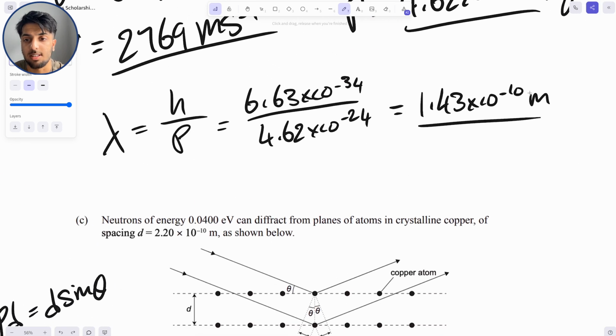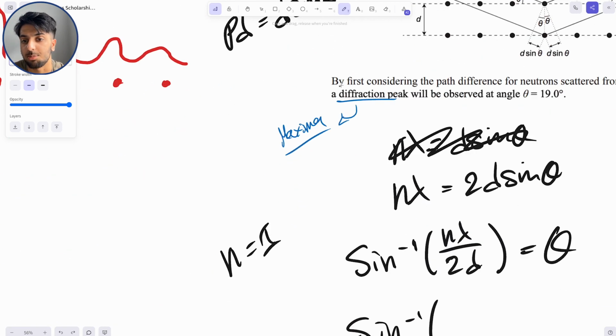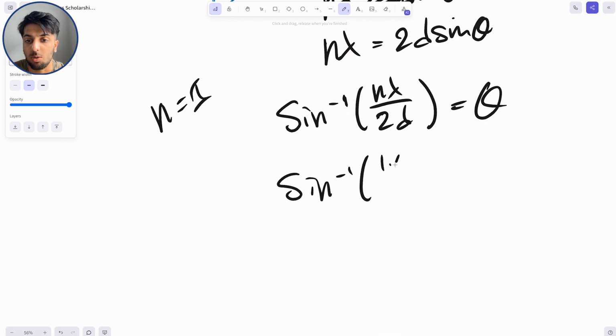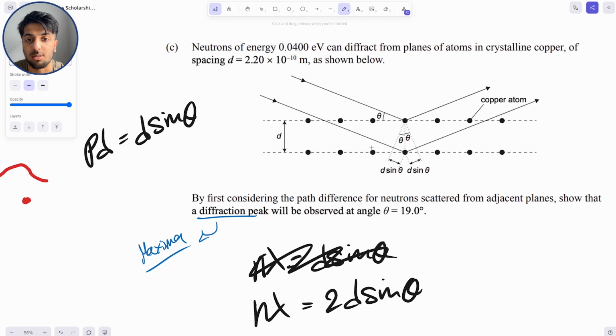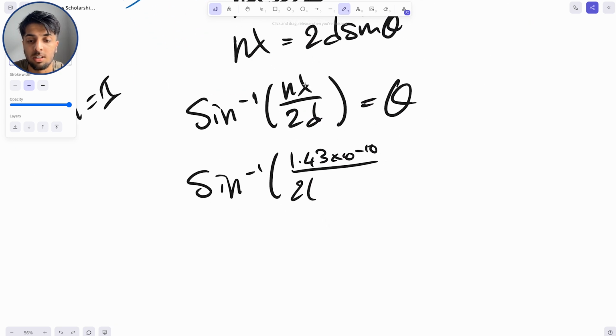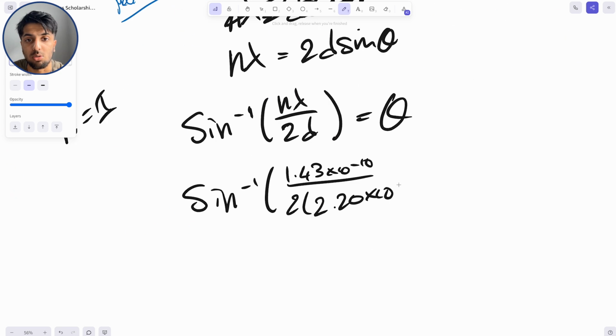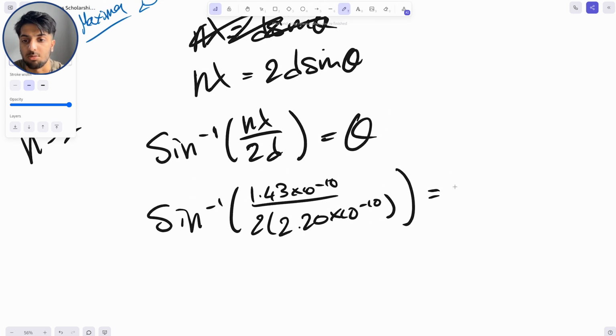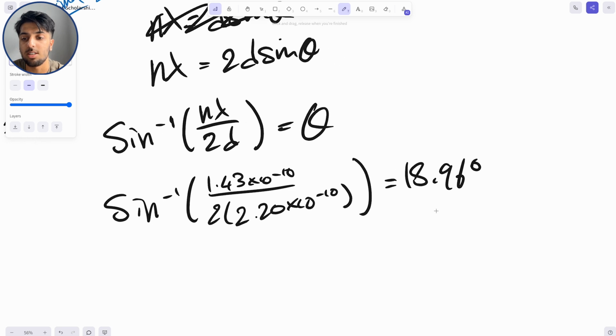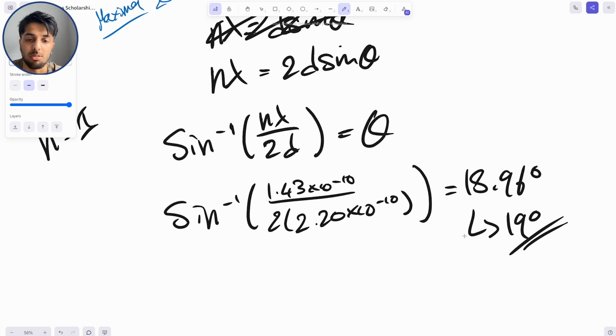Our wavelength is the wavelength that we just calculated in the previous calculation, so that's 1.43 times 10 to the negative 10. And that's all over 2 times our d, which is given up here. So 2.2 times 10 to the negative 10 as well. And that is equal to 18.96 degrees, or 19 degrees, rounded.